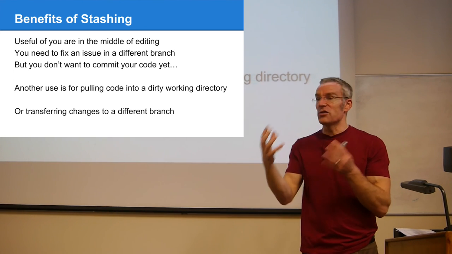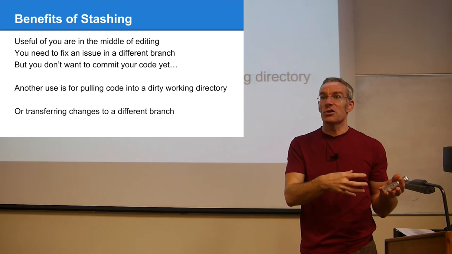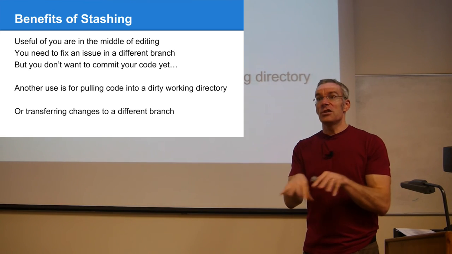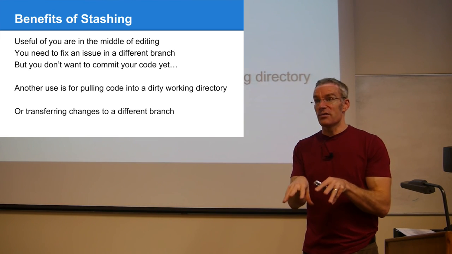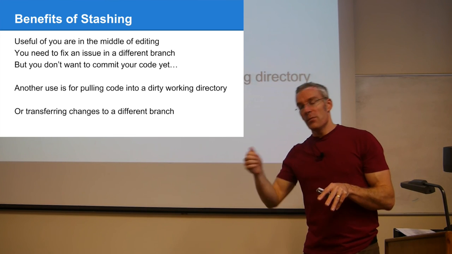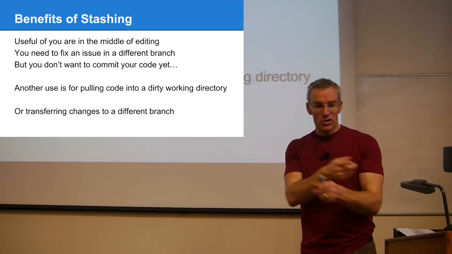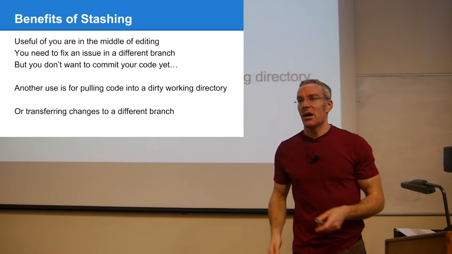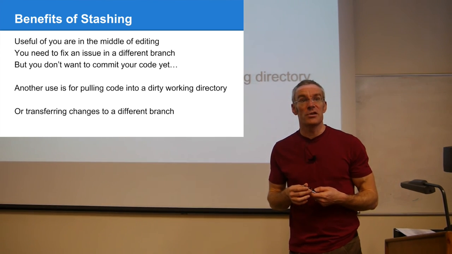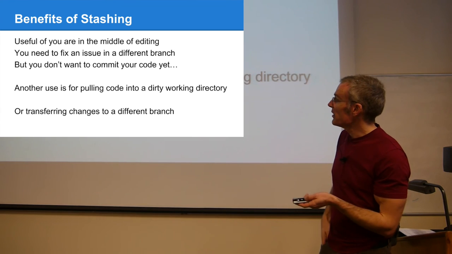Let's imagine you're working on a branch and you want to make some changes to a different branch. You can get the changes in your dirty working directory, stash them, switch branches, pop, and your changes are now applied to the different branch.